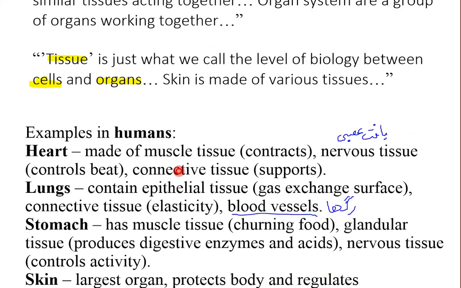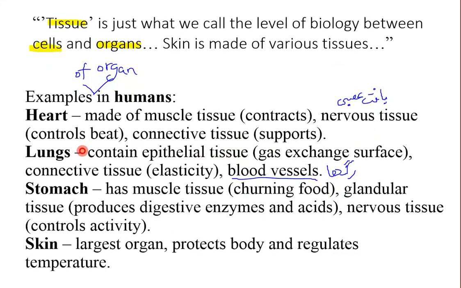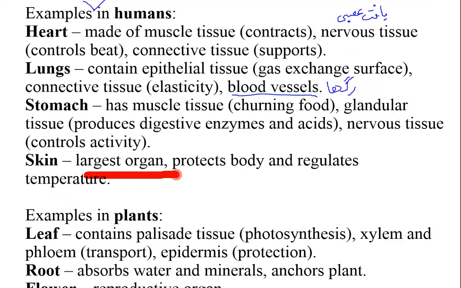Okay, here are some examples in humans. Examples of what? Examples of organs. So here are examples of organs in humans. Heart, made of muscle tissue, contracts. Nervous system, controls beats, connective tissue, and support. Okay, lung is another example of organs in the human body. Stomach, skin. Skin is the largest organ, protects the body and regulates temperature.